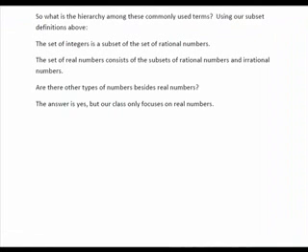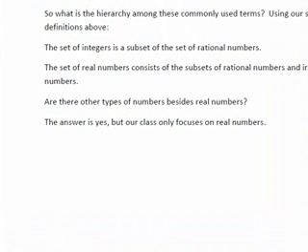You might conclude that there is a hierarchy when you talk about integers, rational numbers, real numbers, irrational numbers. So using our subset definitions that we defined a few pages ago, the set of integers is a subset of the set of rational numbers. Again, that's because 8 is the same as 8 divided by 1. So all integers are definitely rational numbers. The set of real numbers consists of the subsets of rational numbers and irrational numbers. We can't prove that, so we'll have to just accept that in this course.